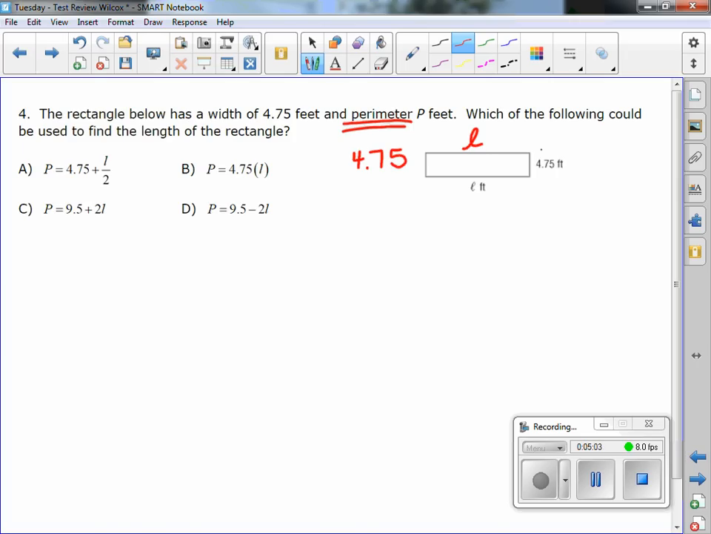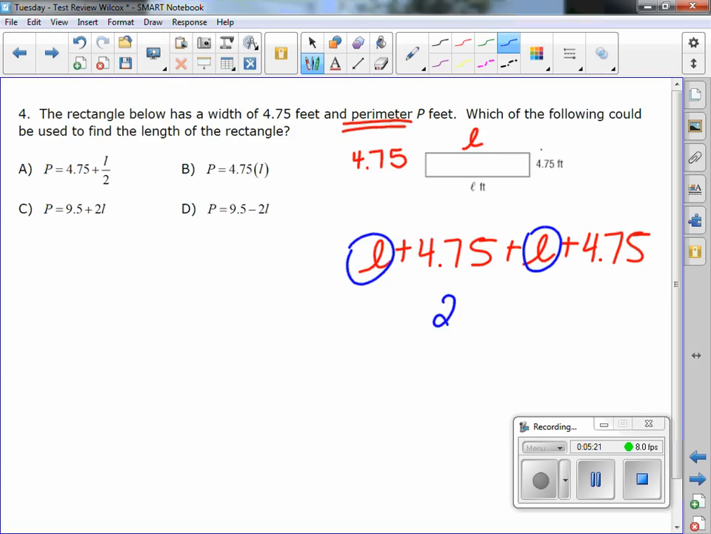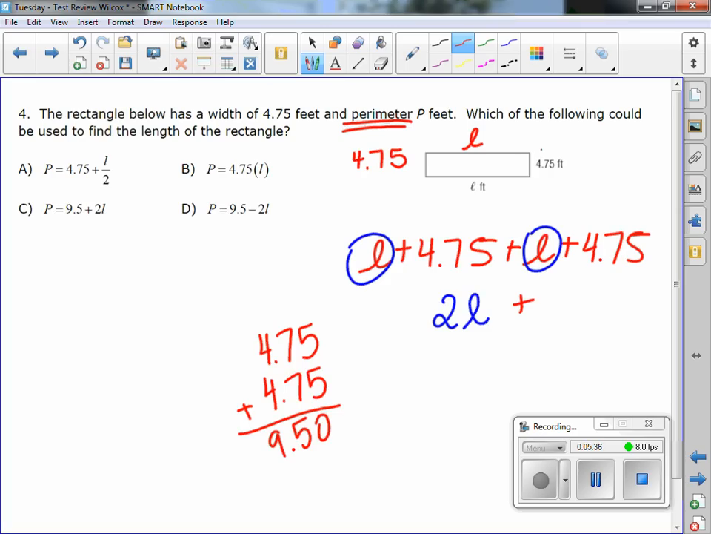So if I were going to find the perimeter, let's try to do this ourselves without looking at our answer choices. If I wanted to find the perimeter of this rectangle, I would do L plus 4.75 plus another L plus my other 4.75. So really, I have two L's and 4.75 plus 4.75. When I add that up, I get 9.50, or just 9.5. So my total perimeter is 2 lengths plus the 9.5.